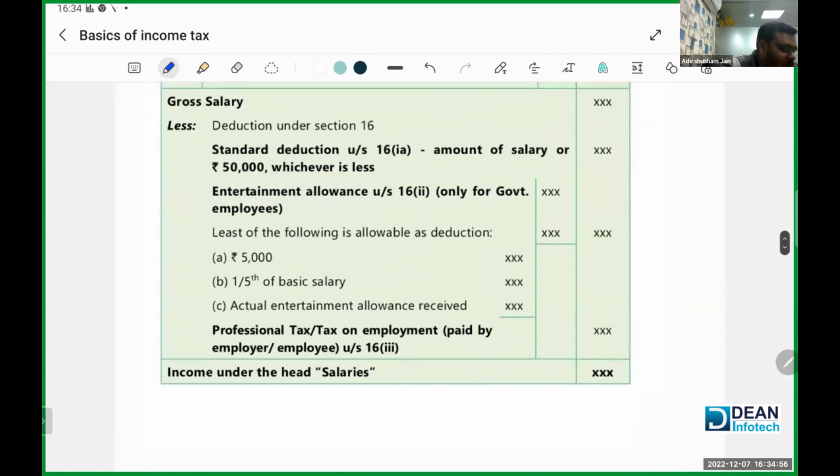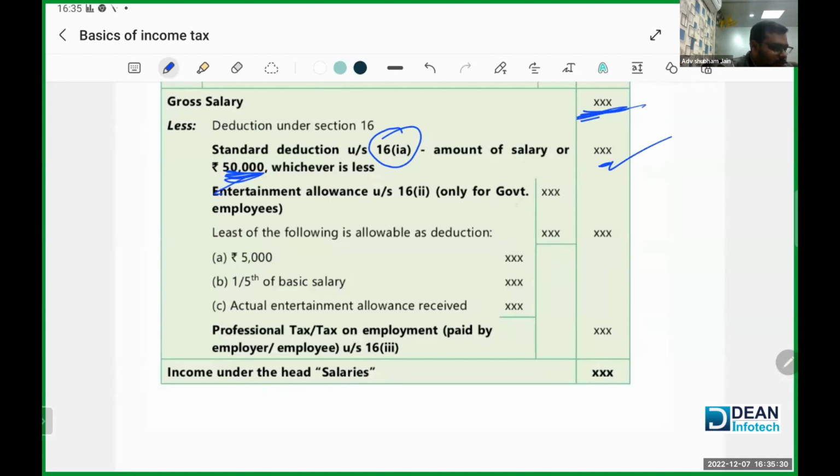This is the gross. We reach the amount of gross salary after adding all these allowances and perquisites to your basic salary. Now the government says under section 16(ia), the amount of salary shall be deducted by an amount of 50,000 rupees for everybody. Any person who is getting salary, the government says we are going to give 50,000 rupees as standard deduction to every person who's earning income under the head salaries. Then we deduct the amount of 50,000 rupees from this gross salary.